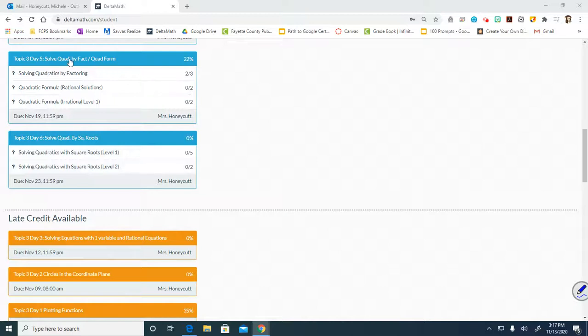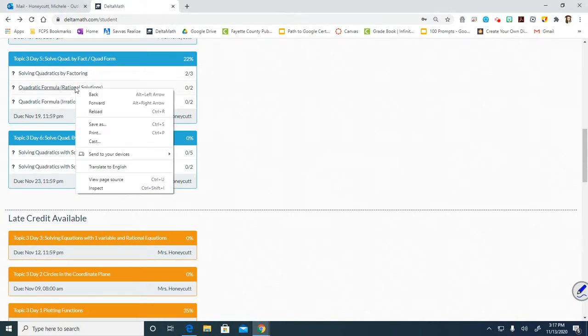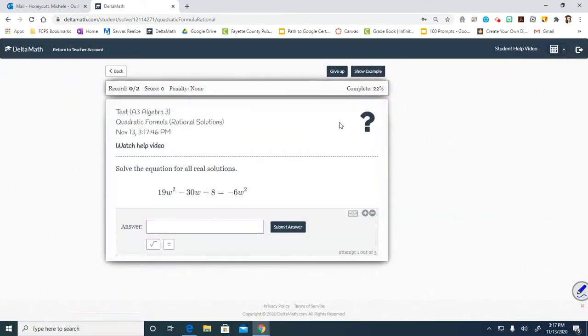Right, so now I want to talk about, we're still on topic 3, day 5. I want to talk about using the quadratic formula with rational solutions. So let's look at a couple of these. It says solve with the quadratic formula. I want to find all the rational solutions or all the real solutions.